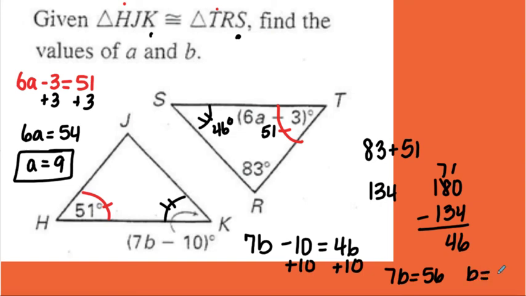So b equals 8. All right, guys, so that's my introduction to congruent triangles and corresponding parts. And tomorrow we're going to be learning about other things related to congruent triangles.